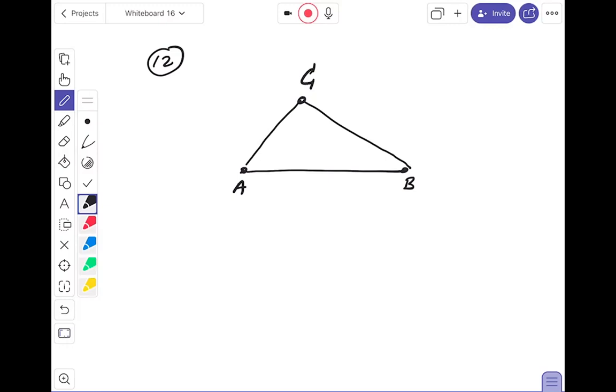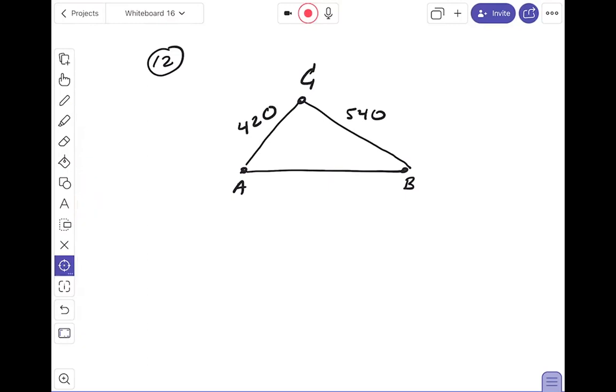That's 420 yards from A, and 540 yards from B. It says the angle ACB is 63 degrees 10 minutes. I'll write that down for you. They want to know, approximate the distance between A and B, and I'm going to call that side C. Let me write this down for you.